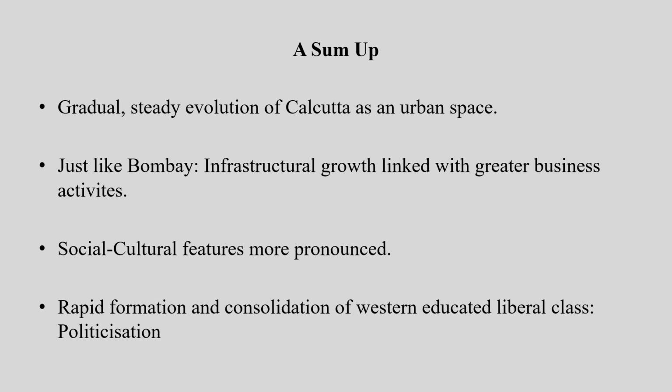A brief sum up of what we have discussed so far. So the first element that we discussed in this lecture was that there was a gradual, steady evolution of Calcutta as an urban space. Just as Bombay had received renewed imperial attention as a supplier of raw cotton to British textile mills, it was the continued affluence and prestige of the Bengal Presidency that had attracted people from all over the world since the last century that made it the new hub for international manufacturing and trade yet again in the years from 1750 to 1850.